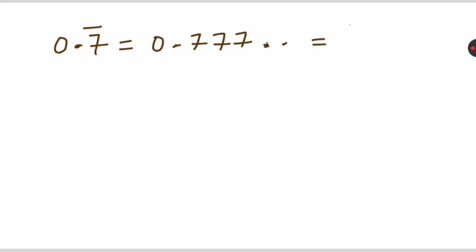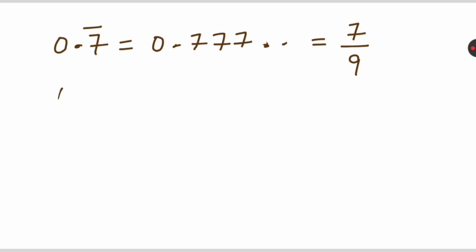Let's take an example. Suppose we have 0.7 bar. How can we write this? We can write this as 0.777, and the 7 keeps going like that. That's why we represent it with a 7 bar. Here 7 is the repeating digit. We can write this in fraction form as 7/9.